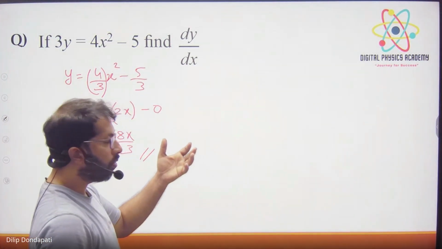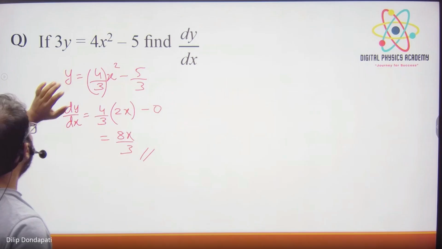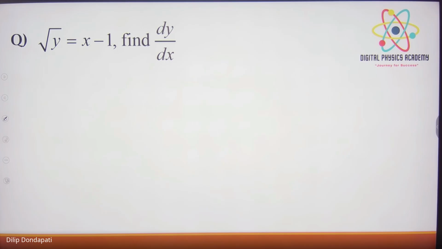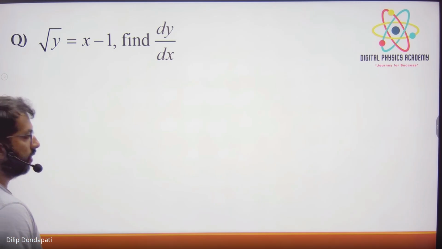See, when we are applying the quotient rule, that is what I said. Yeah, correct. So we have to rearrange. Okay, do it. Root y is equal to x minus 1, find dy by dx.